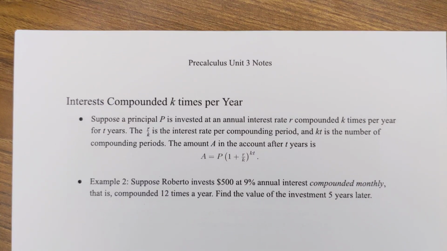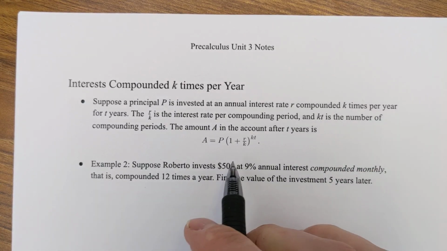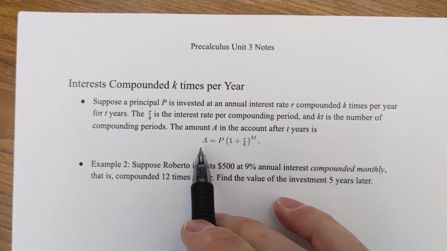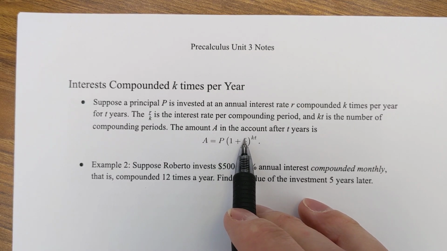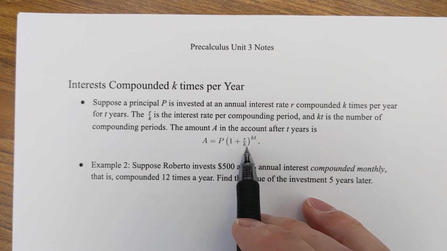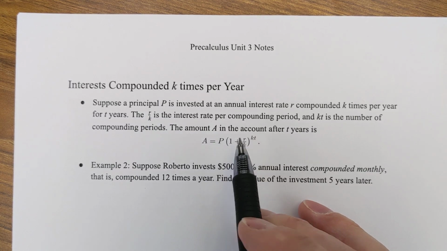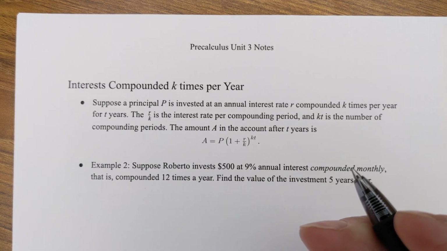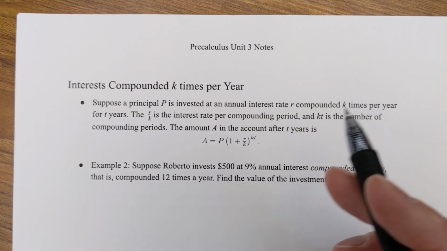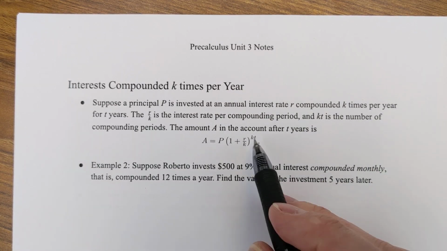All right, so interest compounds K times per year. So here's our formula. Similar variables: A is the amount of money in the account, P is your principal, 1 is the number 1, R is your interest rate as a decimal, K is the number of compounds per year. So quarterly, for example, would be 4, monthly would be 12, biannually would be 2, weekly would be 52, daily 365, and then T is the number of years.